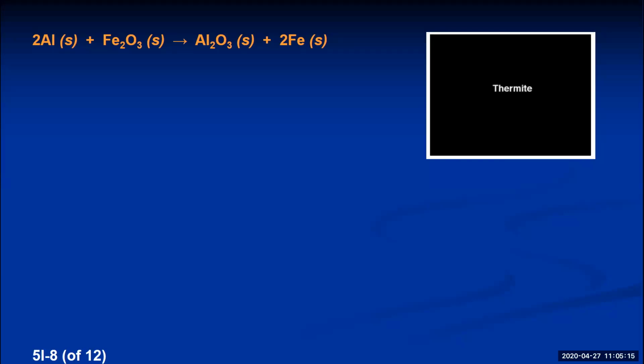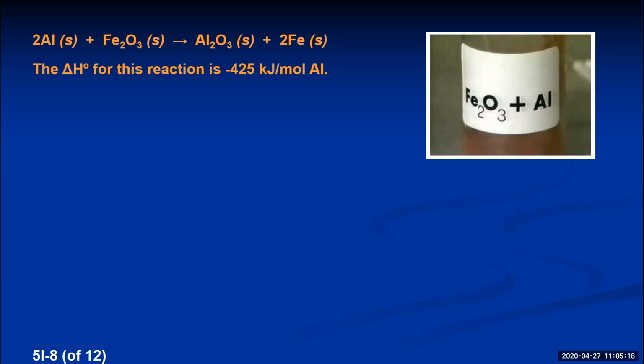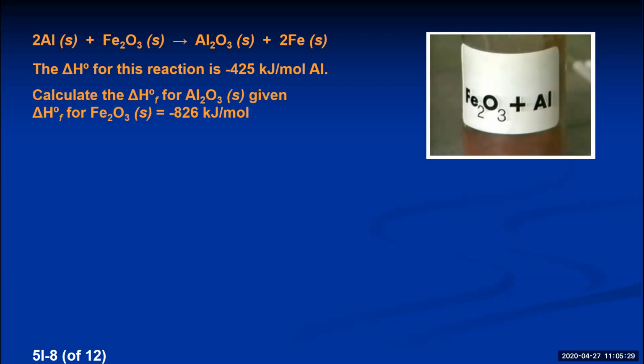So this is a very exothermic reaction. It has a standard enthalpy change of negative 425 kilojoules per mole of aluminum. If we know the enthalpy change for that reaction, we're going to see if we can calculate the standard enthalpy of formation for aluminum oxide, given the standard enthalpy of formation of iron(III) oxide is negative 826 kilojoules per mole. So this is a problem where I've actually given you the delta H of the overall reaction to start the problem. It's negative 425 kilojoules per mole.